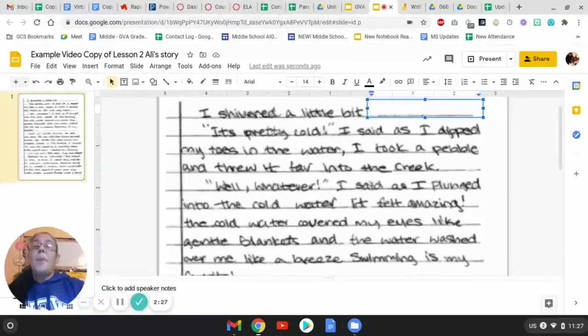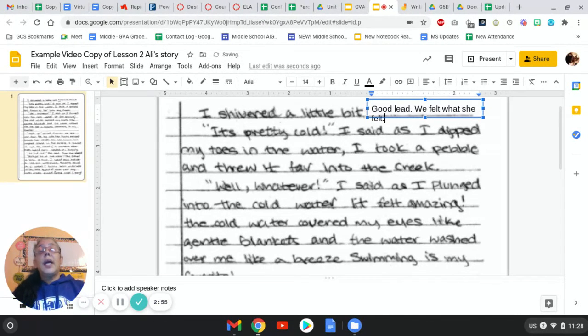She started off by, instead of saying, we went down to the creek, which would have been boring, saying instead, I shivered a little bit. By doing this, she makes you feel what she's feeling, right? So she had a very good lead to her story, and we felt what she felt. So why is she shivering? Most likely people shiver because she's cold or the water's cold. Okay, and she did tell you that in the next part right here.